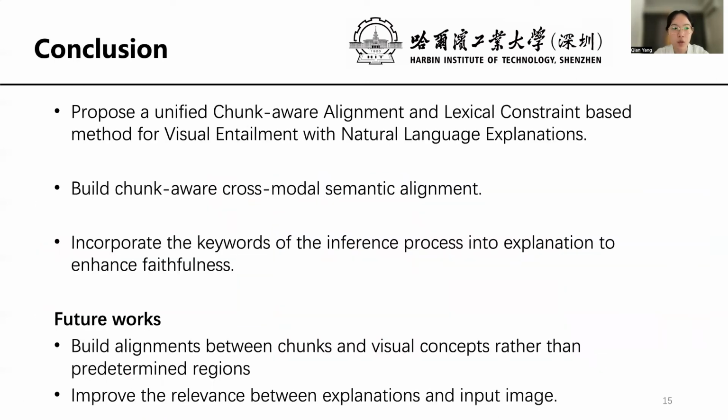In conclusion, we propose a unified chunk-aware alignment and lexical constraint-based method for visual entailment with natural language explanations, and we build chunk-aware cross-model semantic alignment. Also, we incorporate the keywords of the inference into the explanation to enhance the faithfulness. Future work may build alignments between chunks and visual concepts, rather than predetermined regions, and improve the relevance between explanations and the input image.